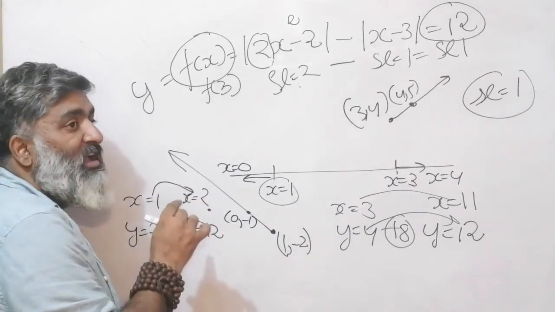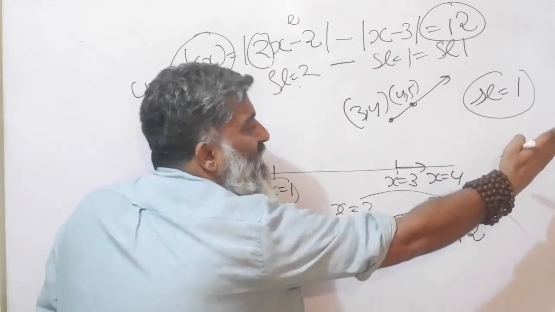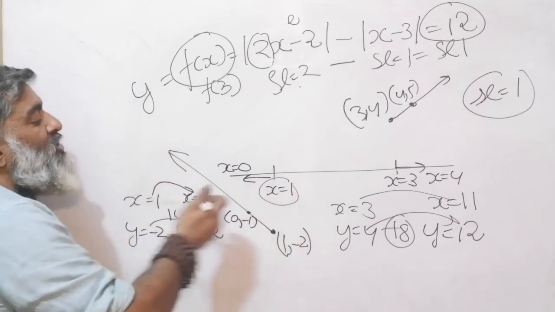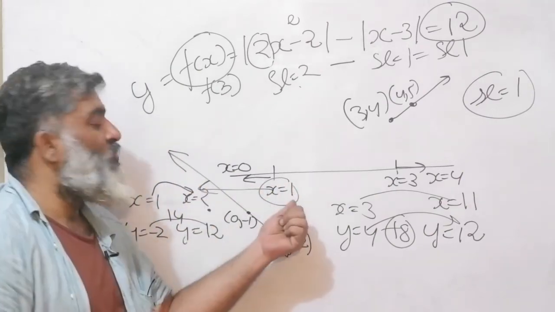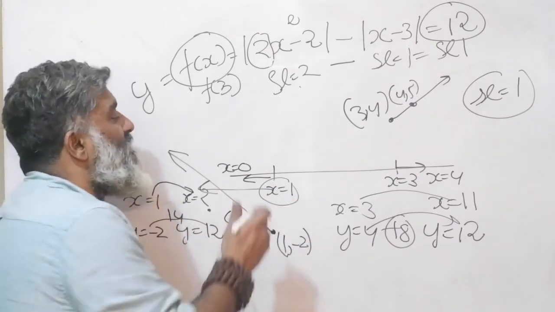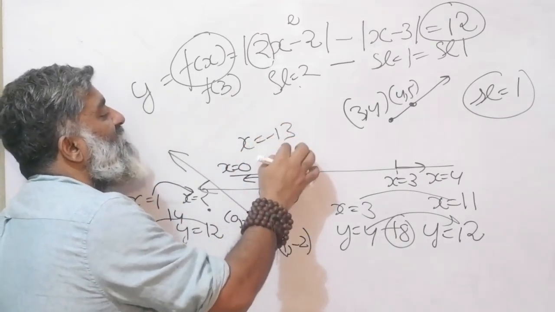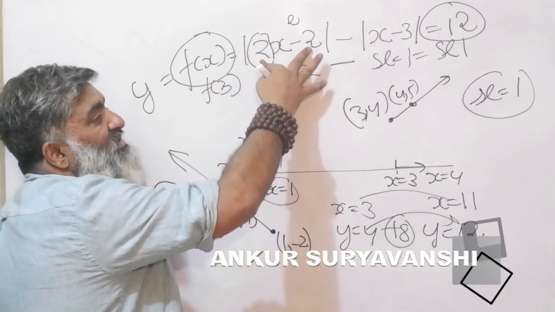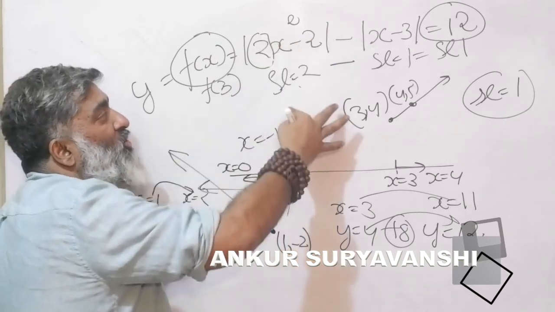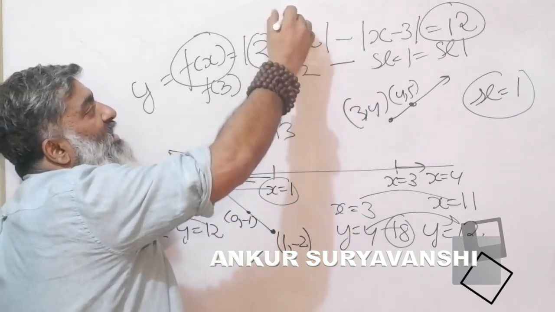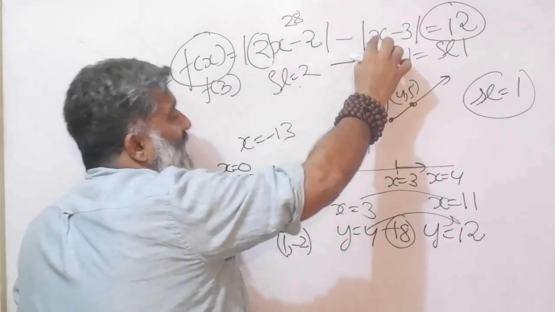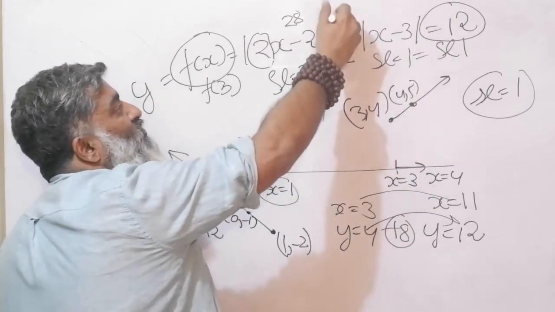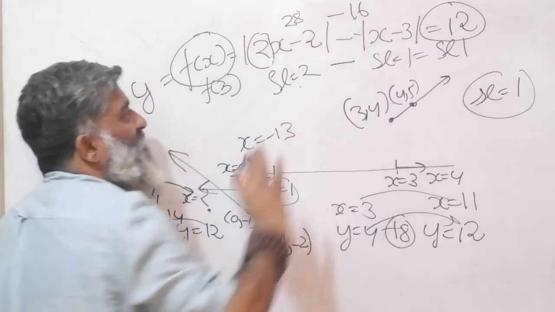Right, but this is where you have to be careful. 14 in which direction? Obviously not in this direction. We use common sense and observation. 14 in this direction. So 14 points from 1 to the left of 1 is going to give you x is equal to minus 13. Check again. 2 times minus 13 is minus 26. Minus 26 minus 2 is minus 28. Mod of that is going to give me a 28. Right. So write that value down. Mod of minus 13 minus 3 is minus 16, mod of that is plus 16, but with a minus, so overall 28 minus 16, which gives me a 12.